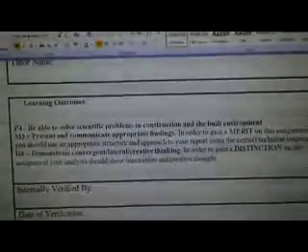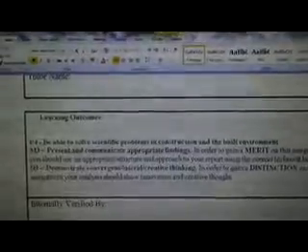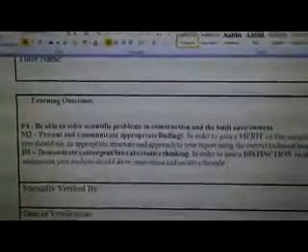So M3 says present and communicate appropriate findings. That's all based on how you structure your report, the use of obviously correct technical language, and so on. Obviously presentation is going to come into it, so if you type it up, you include some nice diagrams, pictures or whatever, then that's going to count towards that merit criteria.